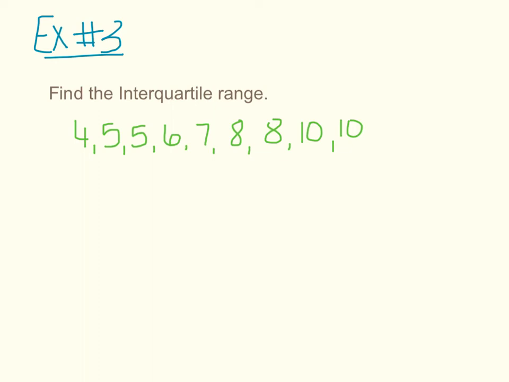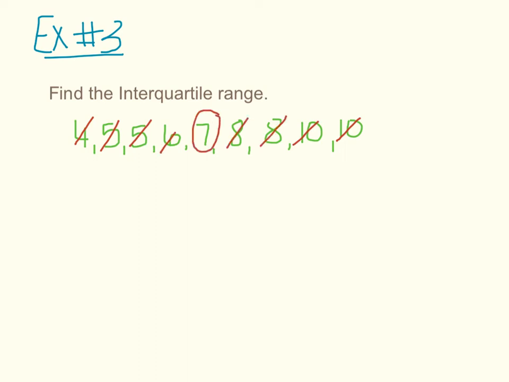Number 3, find the interquartile range. So the interquartile range is the difference between the first quartile and the third quartile, which we learned about when we did box plots. So in order to figure that out, let's first do the median. So let's cross off our numbers, one from each side, until we find the median. And our median is 7.